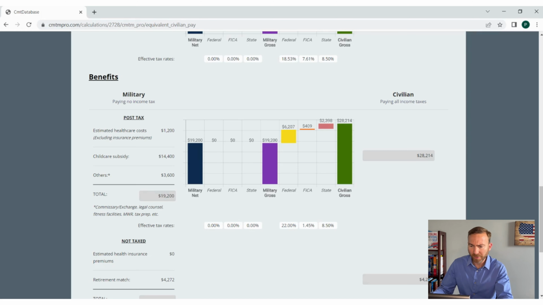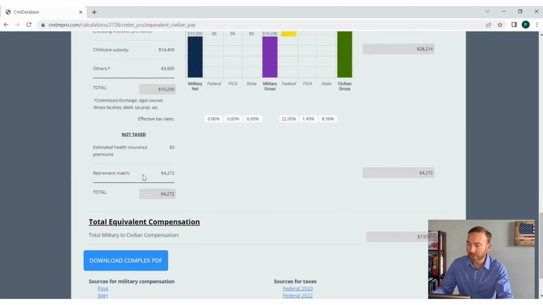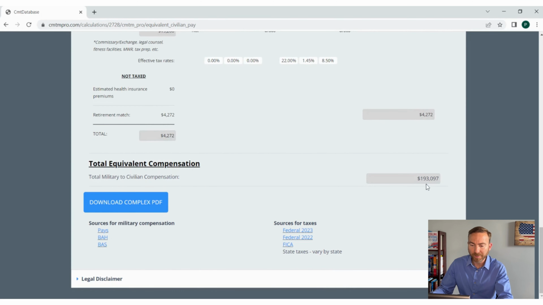And same thing with the others, the gym, the NEX, PX, BX, MWR, ITT, legal help, that kind of thing. And lastly is the not taxed retirement match, $42.72. So again, you add these up on the right side and come up with the same $193.97. We have the same sources along the bottom here if you're interested: pays, BAH, BAS, and federal taxes and FICA taxes.